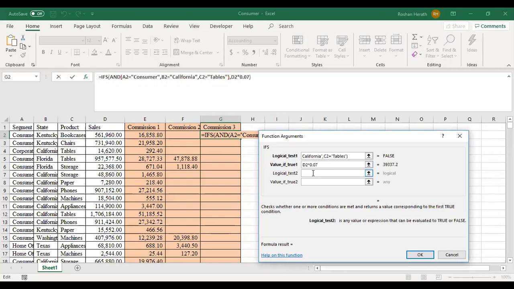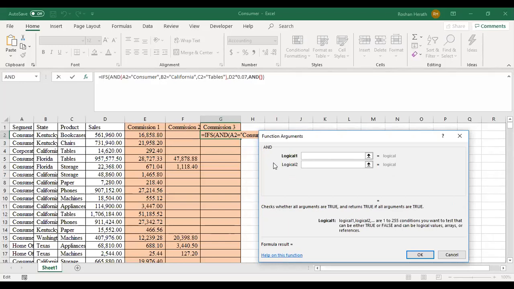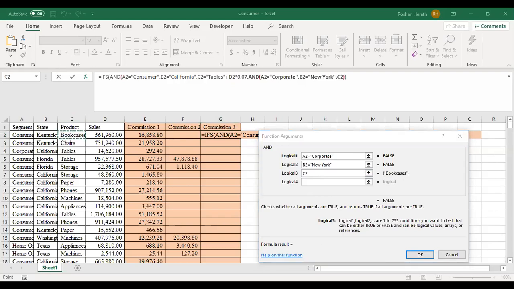Then the logical test 2. Again, you may have to take the AND function. Again, you are giving the three logics that you had done earlier. So this time we are checking whether it is corporate, New York, machines. The first one, whether it is corporate. Then the state, is it New York. The third one, whether this product is machines. We are checking that.